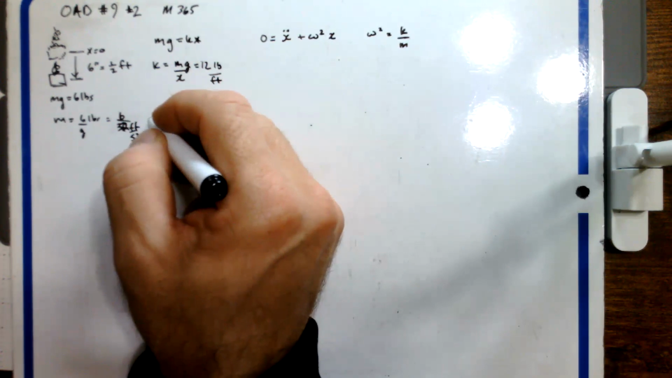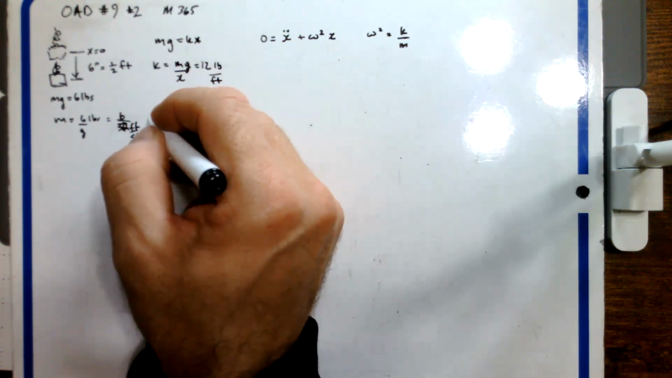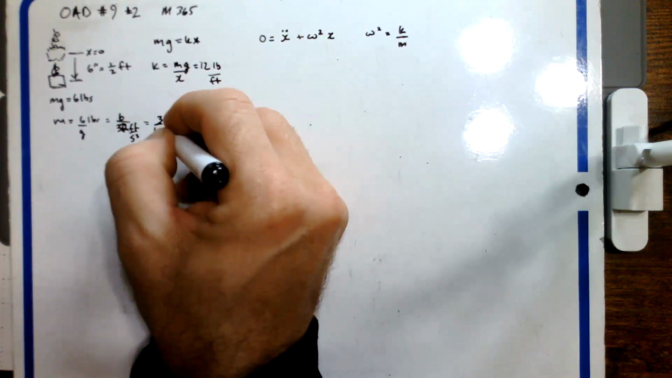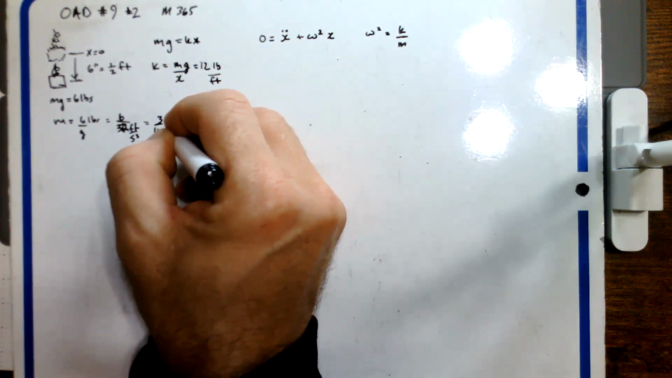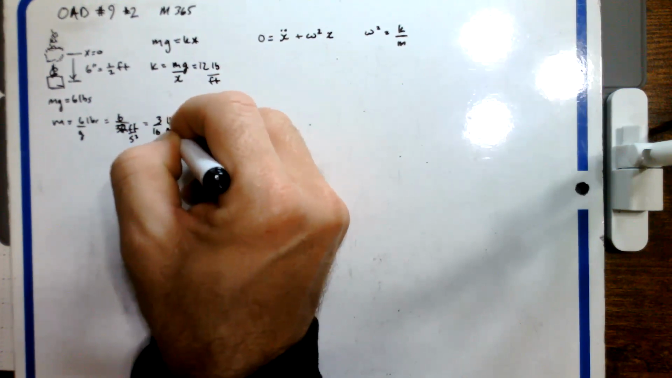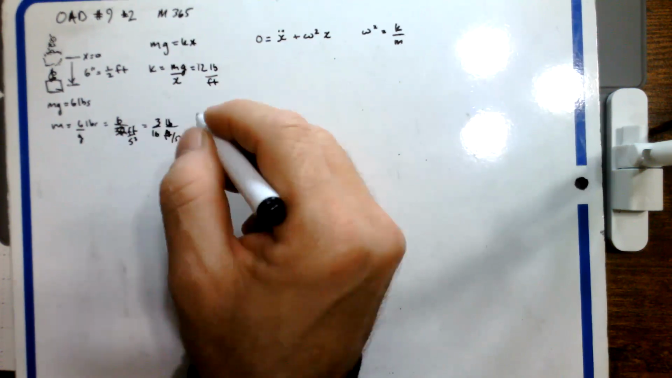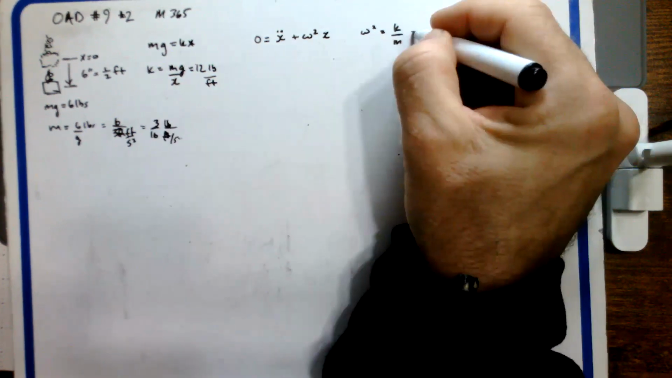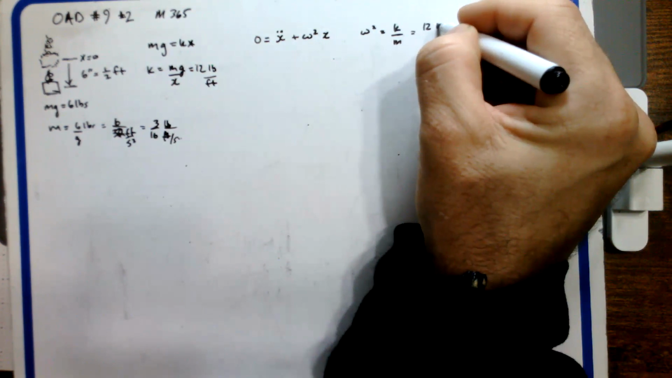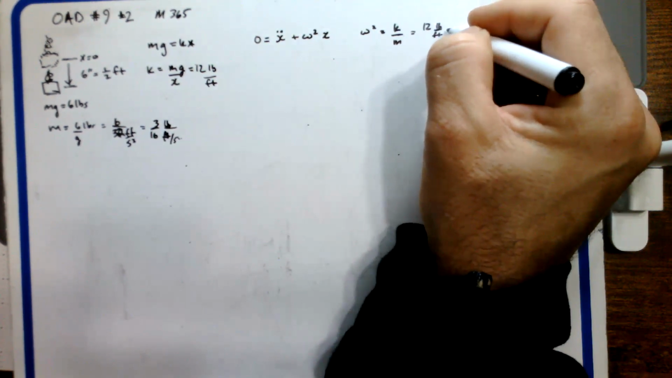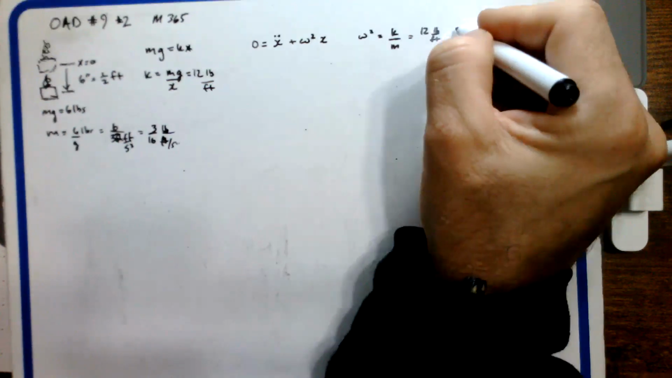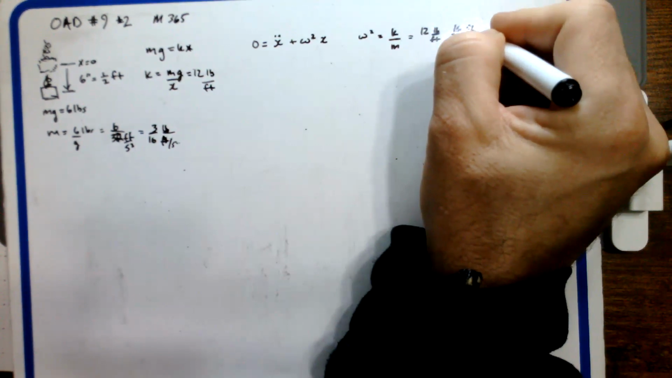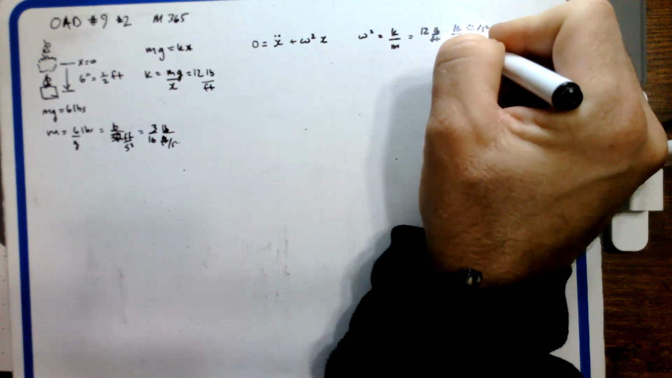So that reduces to 3 over 16 pounds per second squared. Okay. And let's see, we can plug this in here. And so k was 12 pounds per foot. And then if I invert and multiply, this is going to be 16 over 3, feet per second squared over pound.